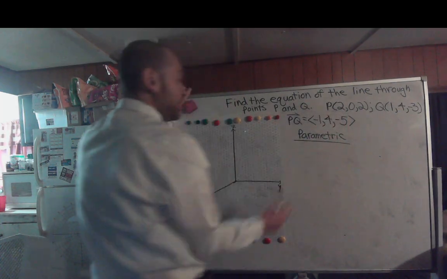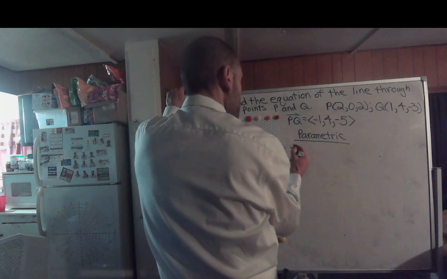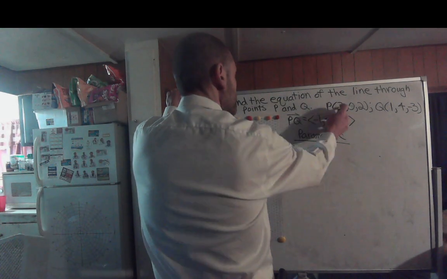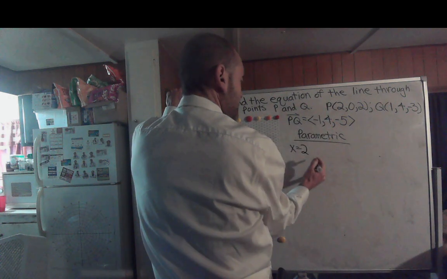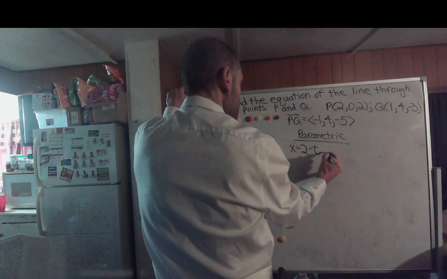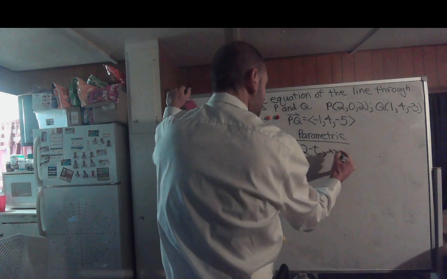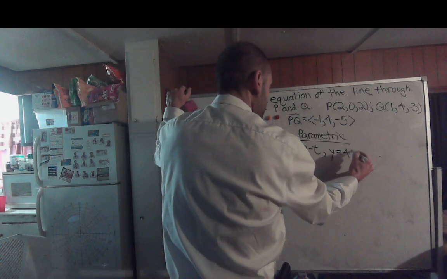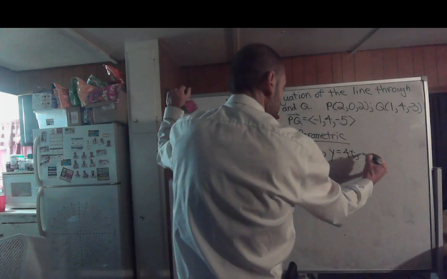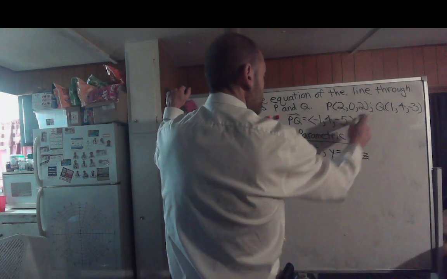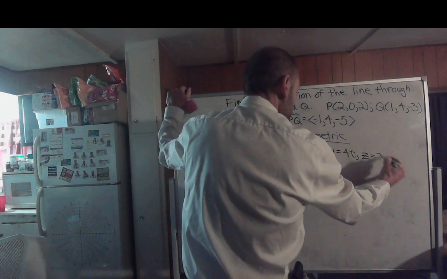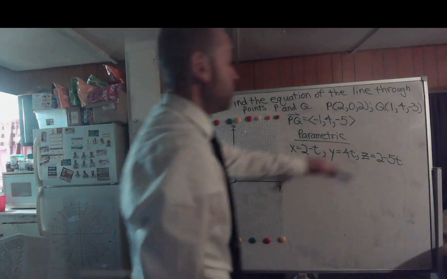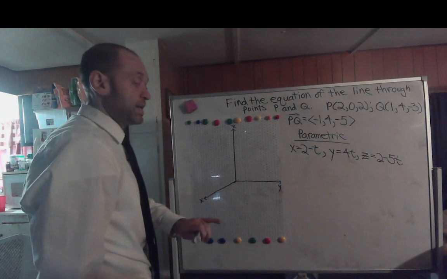You pick point P, that's your initial point, right? You would end up having x equals 2 plus negative 1 times t, or 2 minus t. Y would equal 0 plus 4t, or simply 4t. And then z would equal 2 plus negative 5t, or 2 minus 5t. That's assuming you pick point P for your initial point.